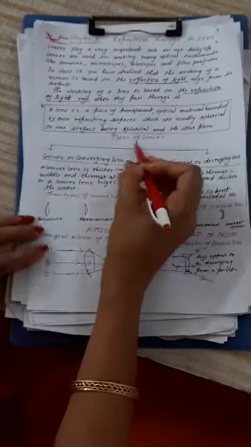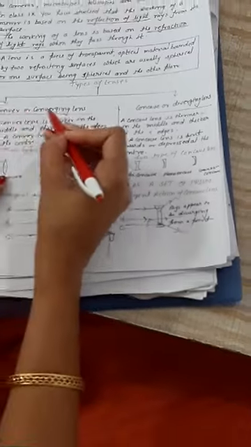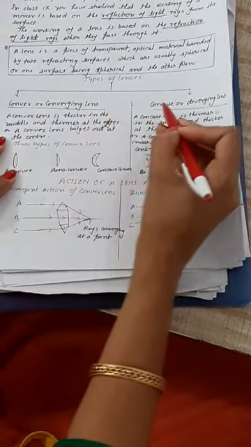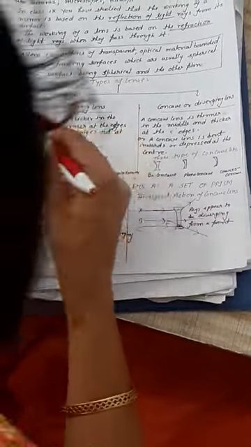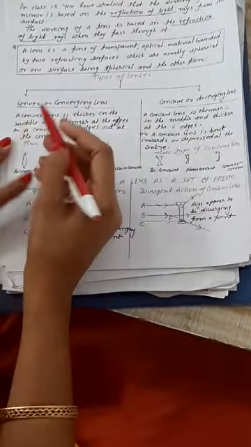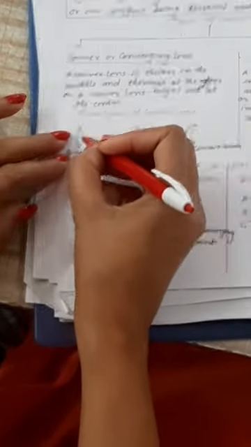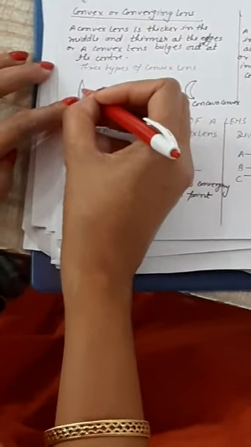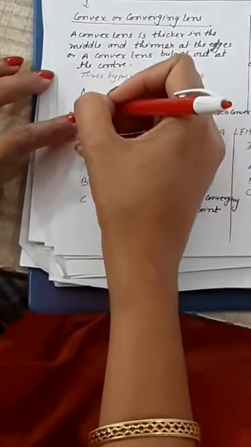Now we are going to discuss types of lenses. There are two types of lenses, convex lens and concave lens. The convex lens is also known as converging lens. Concave is known as diverging lens. Now I will explain one by one. What is a convex lens? See, if you just pick up a lens and touch it, you will find that in the middle it is thicker, and thinner at the edge.